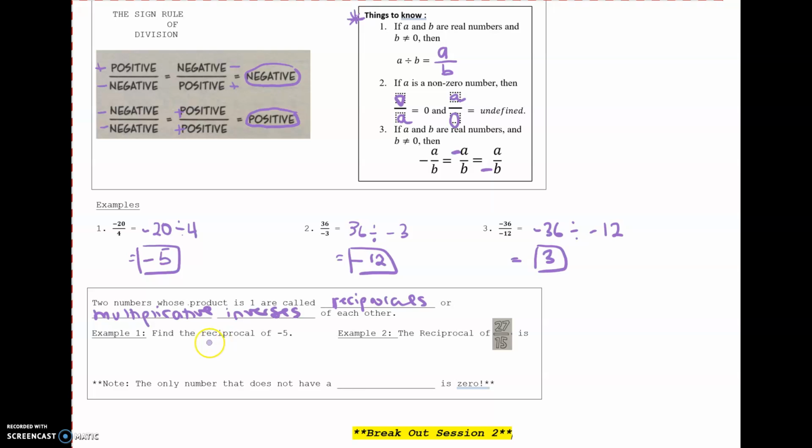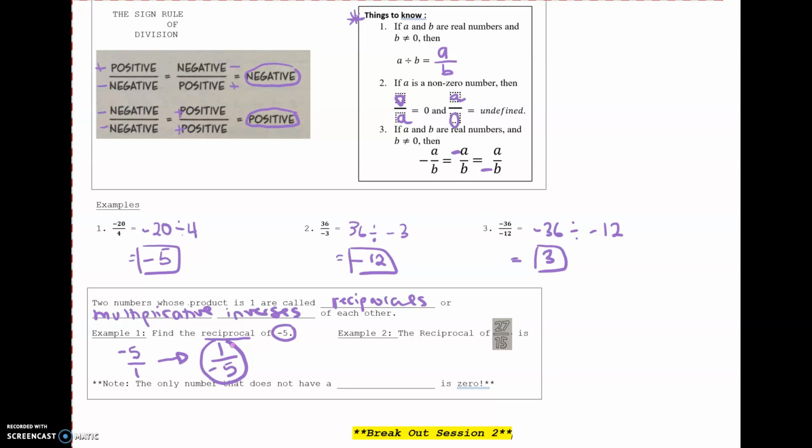So here it says find the reciprocal of -5. The sign in this particular case does not change. All you're really doing is flipping it over. So this could be 5/1, we could write it as a fraction. The reciprocal would end up being this fraction flipped over. So it would be 1/-5. That would be the reciprocal.